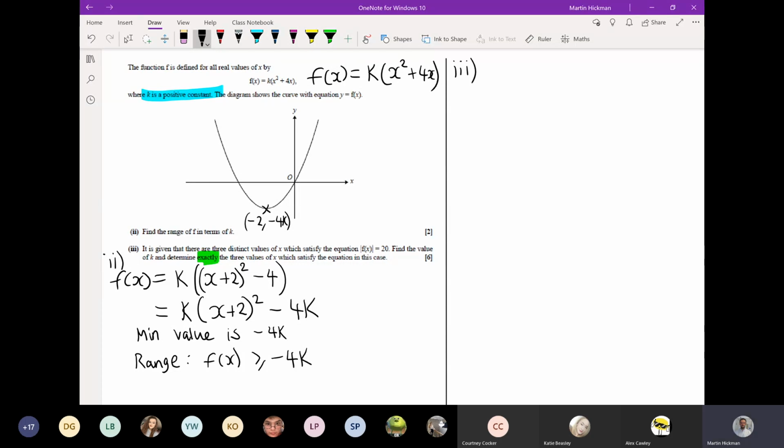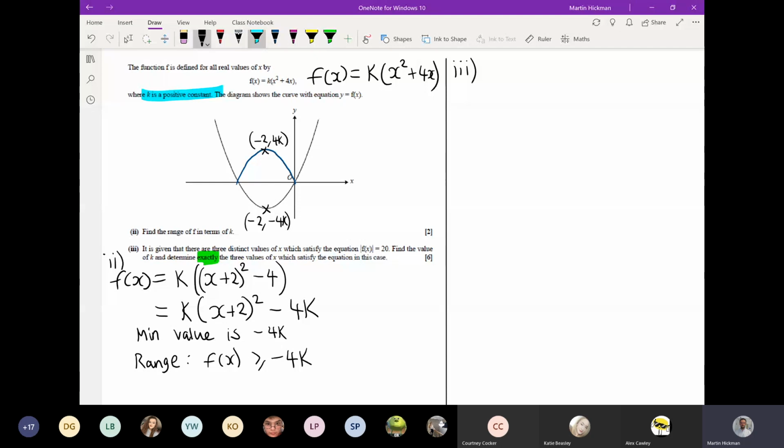So part 3, we're looking at the modulus of f of x equals 20. So this graph we've got here is just f of x. If I want to draw the modulus of f of x, I'm just going to draw it on here. I just reflect my negative bit here. So in terms of key points, that minus 2, minus 4k, what was my minimum value? It now becomes a minus 2, positive 4k.